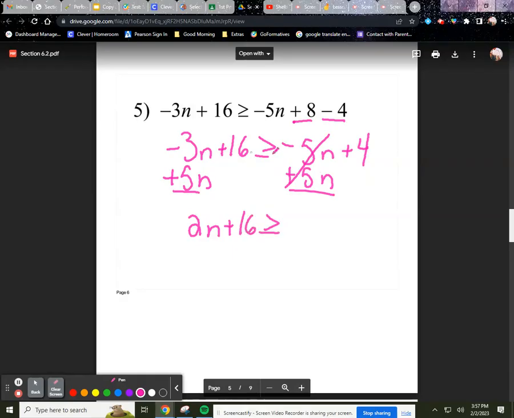We don't flip our signs at all. Remember, we only flip signs when we multiply or divide by a negative number, not add or subtract. Then what we have left is 4 over here. Now we have a 2-step. Let's solve that one.